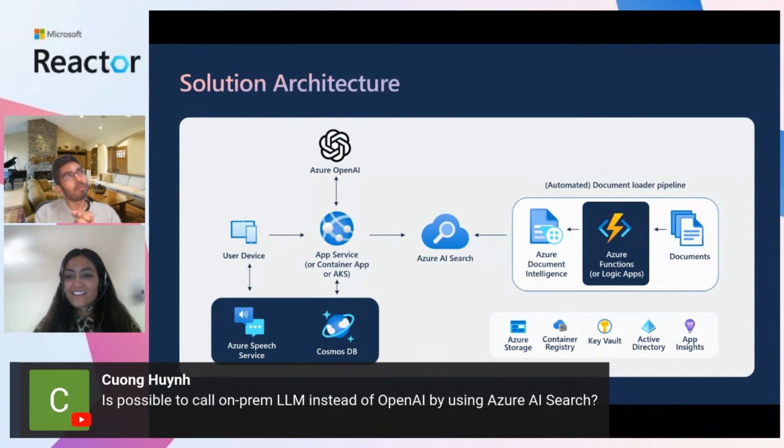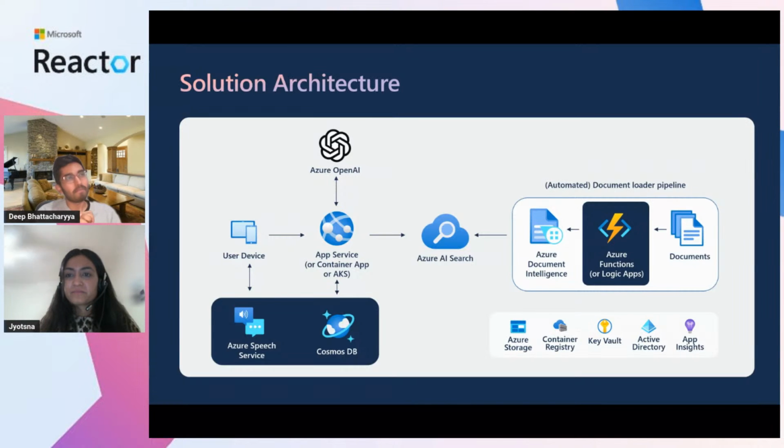It is possible. So essentially, you would be retrieving the answers from AI Search, and rather than passing that to OpenAI, you'd be using the on-prem LLM instead. So I don't see why not. But if you wanted to do private networking and things like that, you'd have to get that organized. So have an ExpressRoute, organize private networking, and then you can definitely use that.